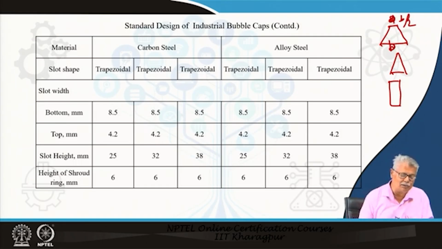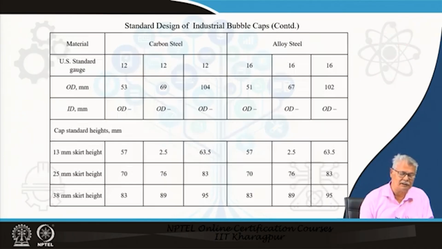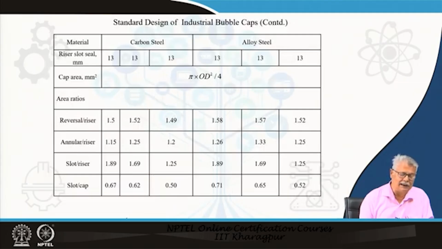The dimensions and the slot widths are given here at the top, bottom, the slot height and the shroud ring. The shroud ring typically is always 6 millimeters, 1/4 inch. The standard designs are here again for the carbon steel and alloy steel valves, and these are basically the other details which are given here, and the different area ratios are there, because these area ratios are required when you go for your design and you need to calculate your other parameters regarding the flow hydrodynamics around your bubble cap.